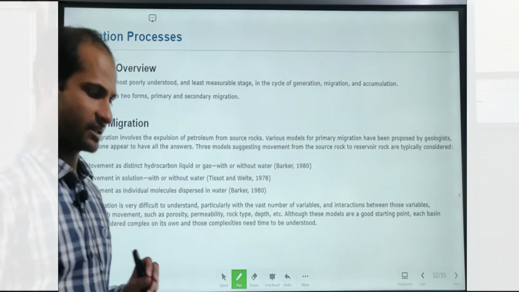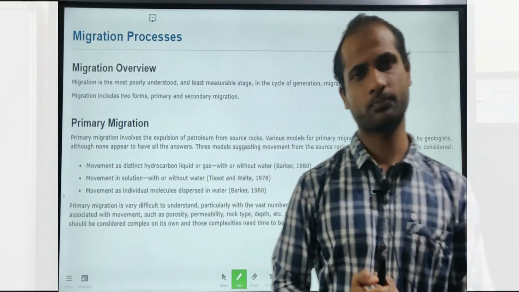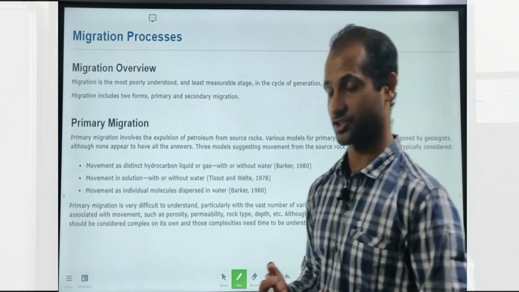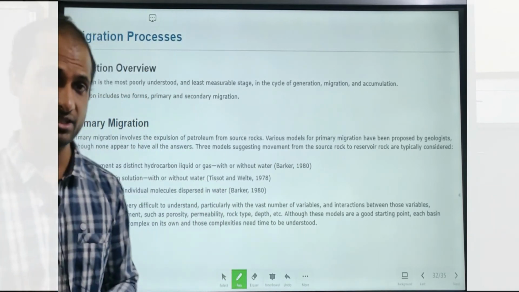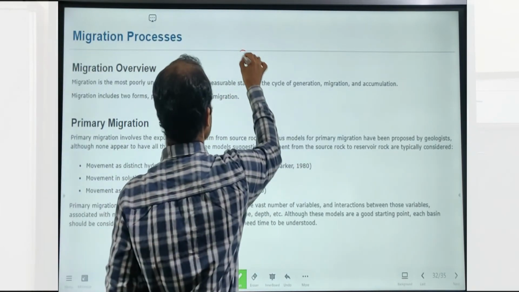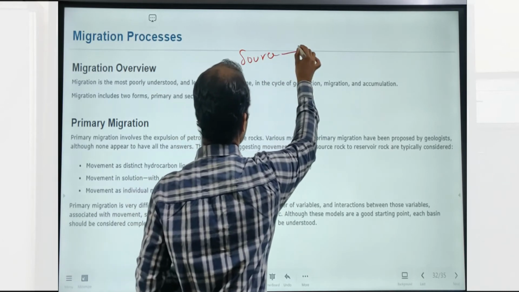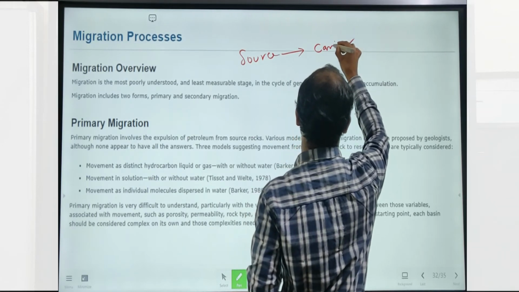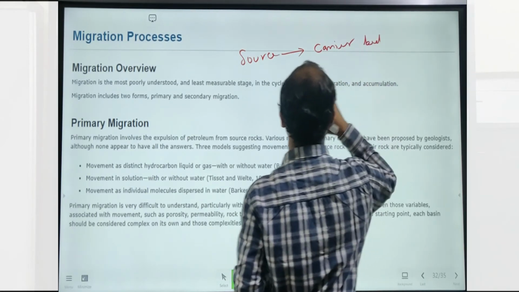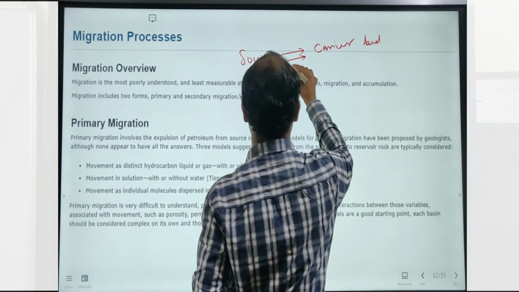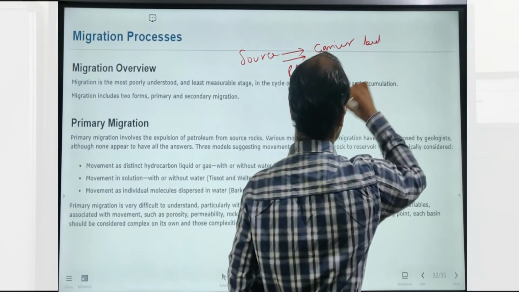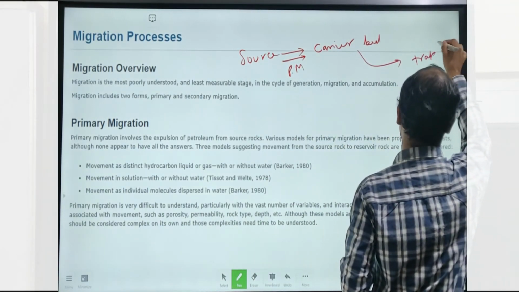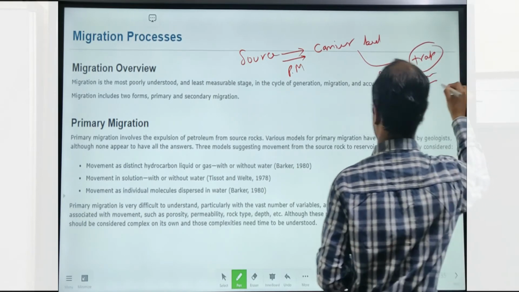This migration has been categorized into two parts. One we call primary migration, and another we call secondary migration. What is primary migration? Primary migration means when the migration takes place from source to carrier bed. From source to carrier bed, we call it primary migration, and from carrier bed to trap we call it secondary migration.